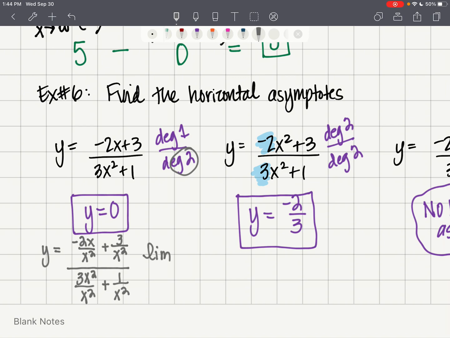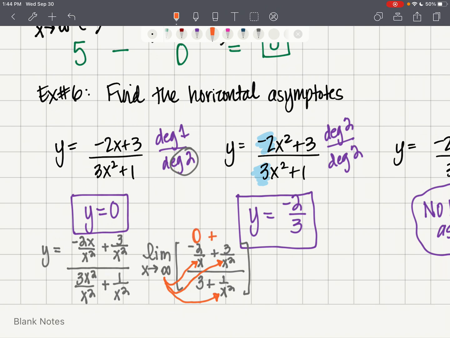And now I'm going to take the limit as x approaches infinity of -2x over x squared, which really is just -2 over x, plus 3 over x squared, over 3x squared over x squared is just 3 plus 1 over x squared. And now when I put that infinity in, or when I think of it that way, and I think about x becoming very, very large, what's going to happen to all these values? Well, they're going to become insignificant. We call that 0.